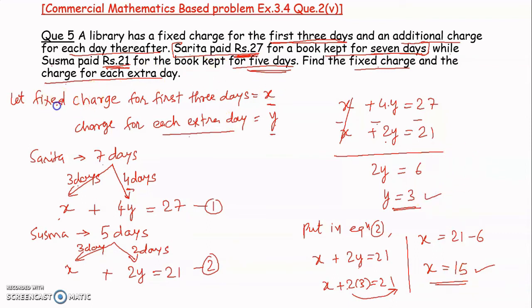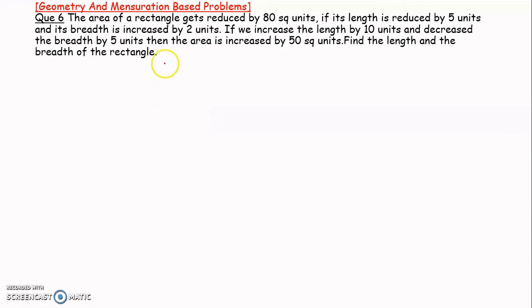So here we can say the fixed charge in a library for the first 3 days is 15 rupees and the charge for each extra day is 3 rupees. This is our answer. So this was another commercial mathematics based problem. Now the question number 6.